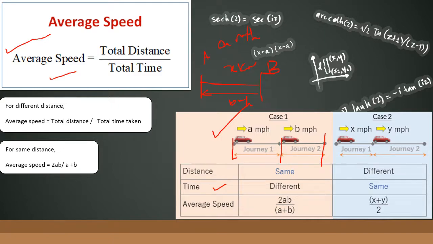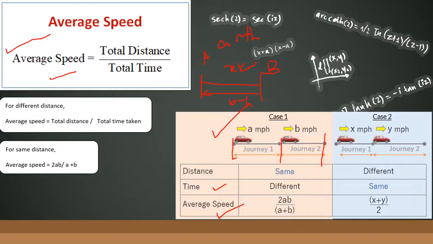I guess the slide is very clear. See, there are different options. The standard option is that the average speed is always given by total distance by total time taken. So these are the shortcuts with different conditions applied. So when I say the distance is same but the time is different, you can go for average speed as 2ab by a plus b.